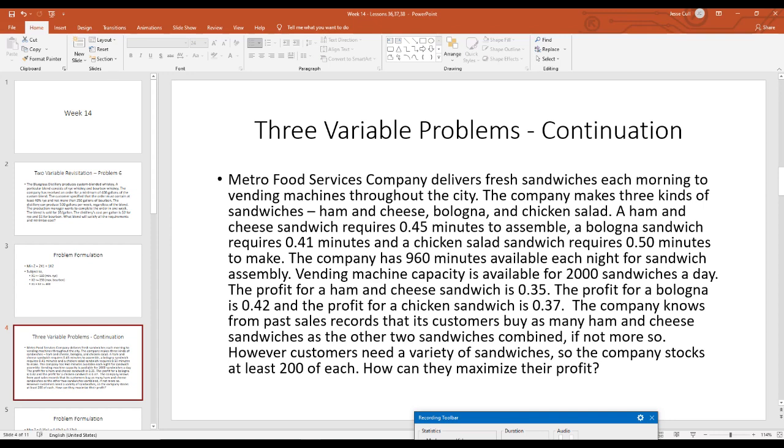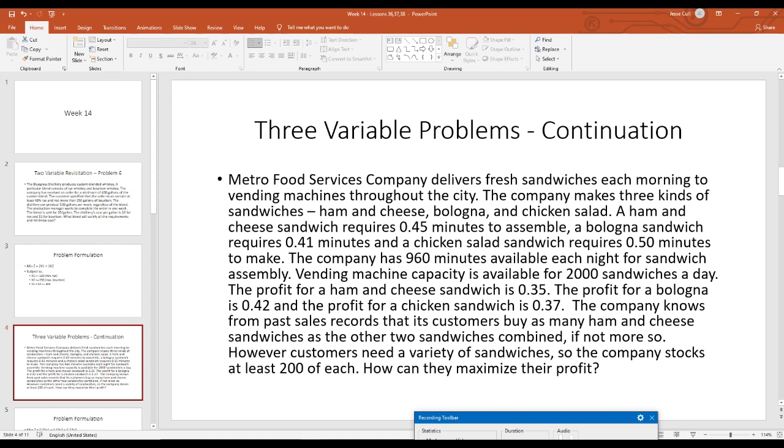Vending machine capacity is available for 2,000 sandwiches a day. The profit for a ham and cheese sandwich is 0.35. The profit for a bologna is 0.42, and the profit for a chicken sandwich is 0.37. The company knows from past sales records that its customers buy as many ham and cheese sandwiches as the other 2 sandwiches combined, if not more so. However, customers need a variety of sandwiches, so the company stocks at least 200 of each of them. How can they max their profit?